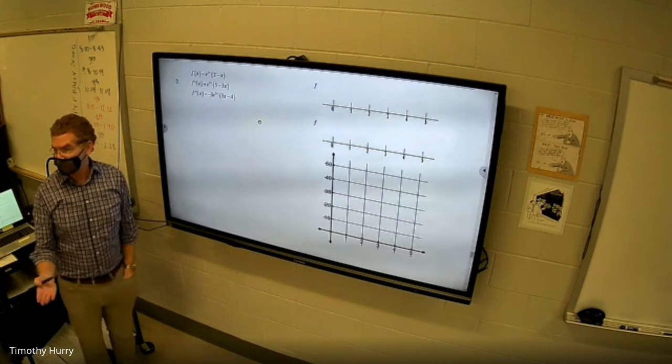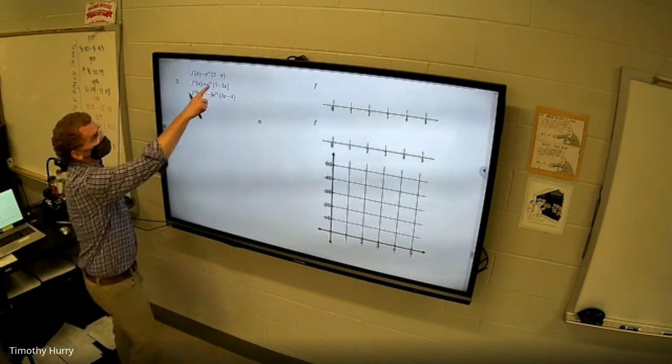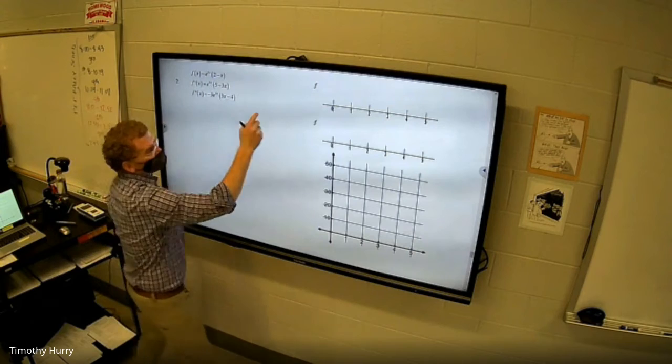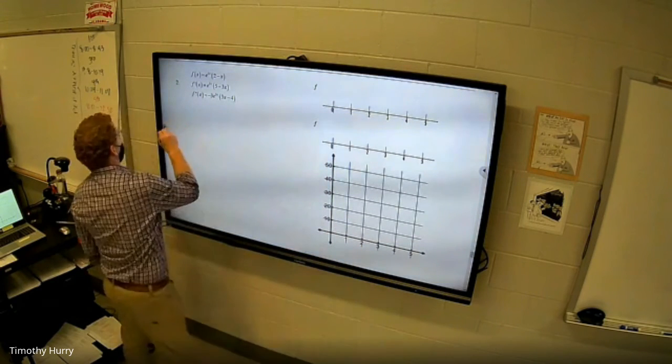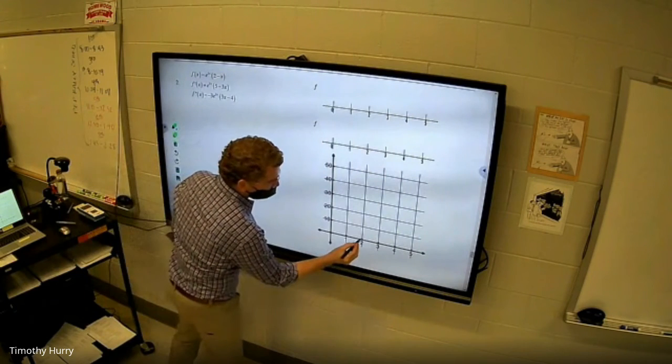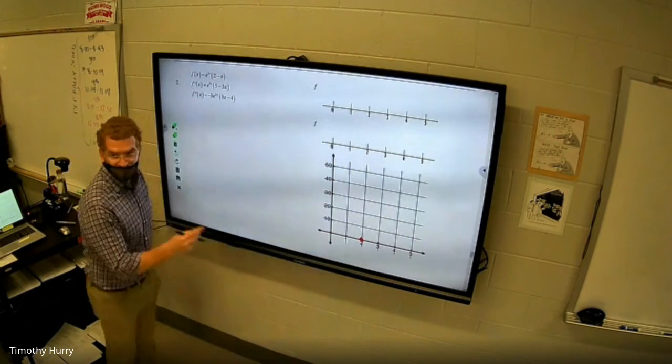I didn't have to give them to you because it was already factored nicely. You can see that at 2, the y is 0. So I could go ahead and mark right there the point. I can mark the point 2, 0. So I'll do that because that's the x-intercept.